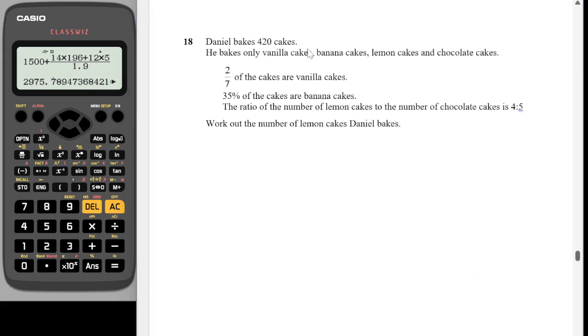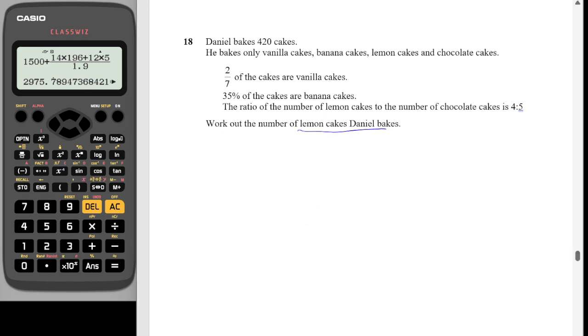Question 18. Daniel bakes 420 cakes. He bakes only vanilla cakes, banana cakes, lemon cakes, and chocolate cakes. 2/7 of the cakes are vanilla cakes. 35% of the cakes are banana cakes. The ratio of the number of lemon cakes to the number of chocolate cakes is 4:5. Work out the number of lemon cakes Daniel bakes.